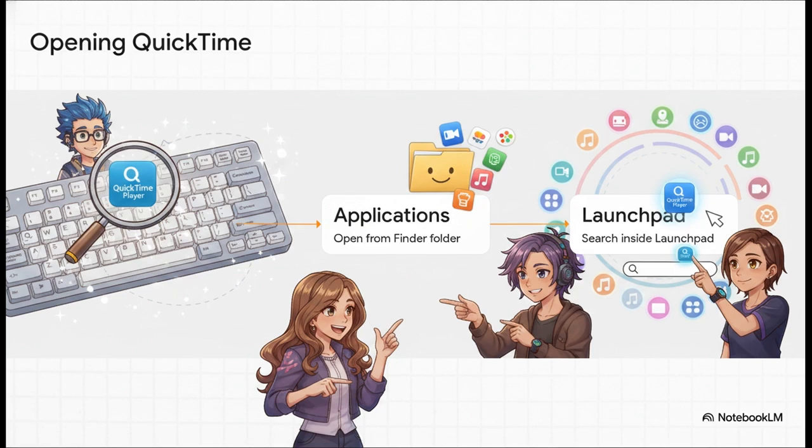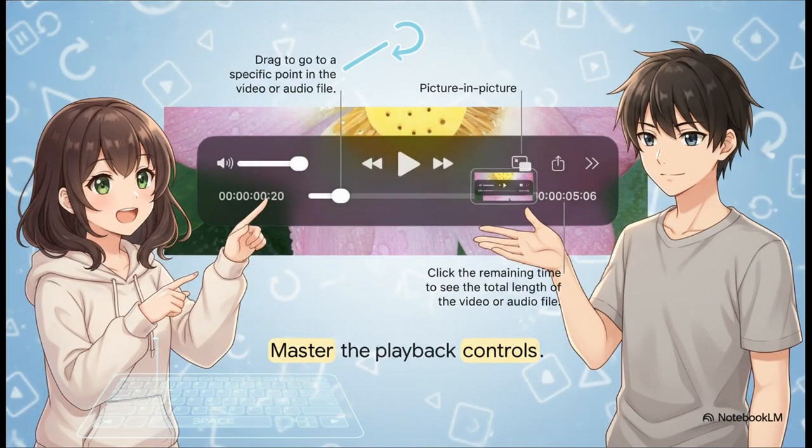Of course, you can also grab it from your Applications folder or just search for it right inside Launchpad. Now, once you've got a file open, mastering the playback controls makes everything so much smoother. You know the drill. Spacebar to play or pause, arrow keys to skip around. But wait, there are some really fantastic hidden features right on the control bar. For instance, you can click to see your remaining time. Plus, there is a dedicated button for picture-in-picture mode. This is a total game changer. It lets you keep a floating video window right on your screen while you're busy multitasking. Oh, and you can even pop up to the view menu to loop your playback endlessly.